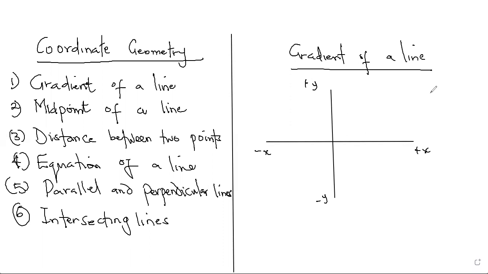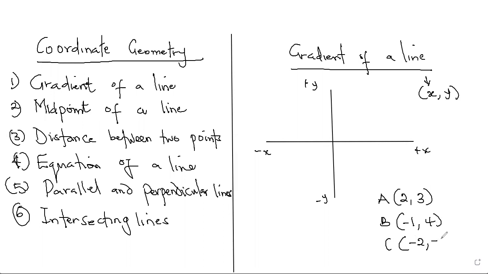So let's say you have a point. A single point is described by a coordinate that has both x and y parts. It is ordered, the x always comes before y. So if you are given a coordinate, the first number is the x coordinate and the second one is the y coordinate. So let's assume you have this point A, (2, 3), point B, (-1, 4), and another point C, (-2, -1).